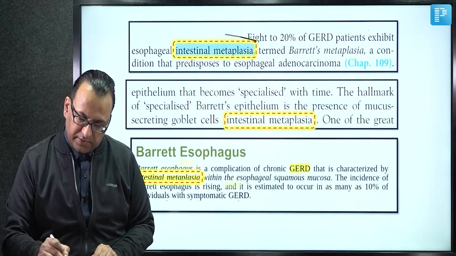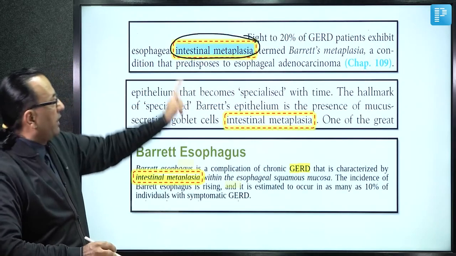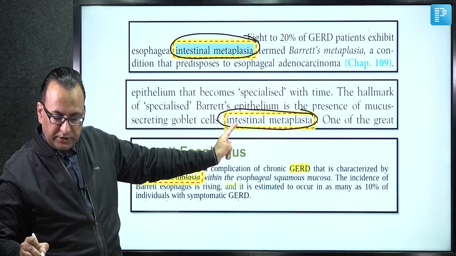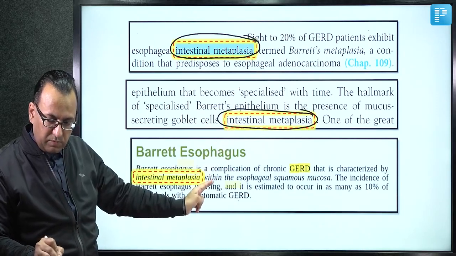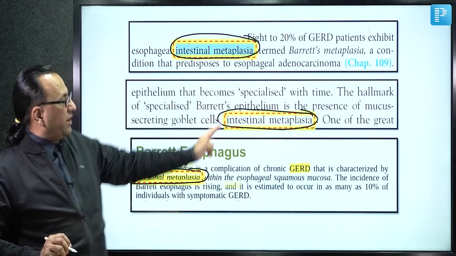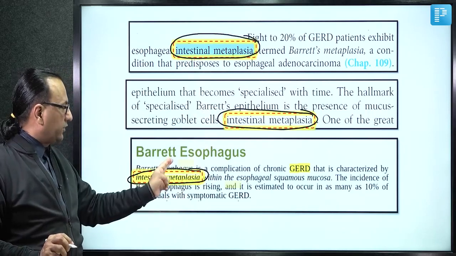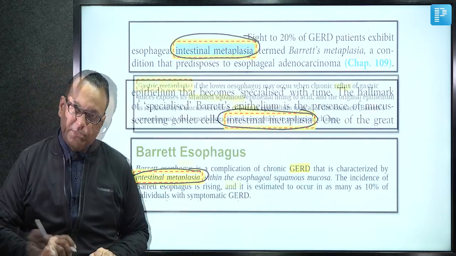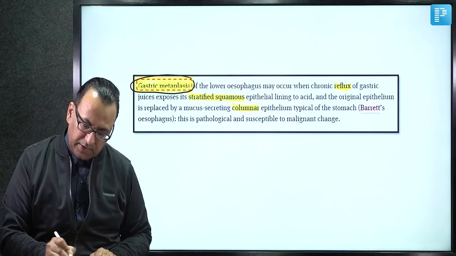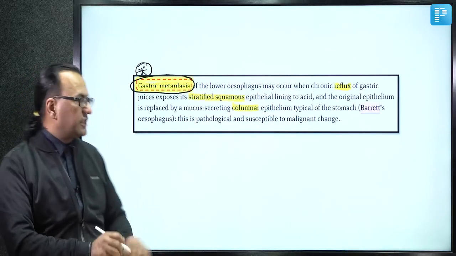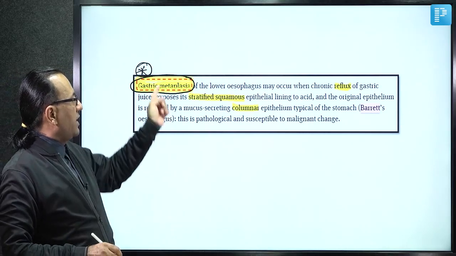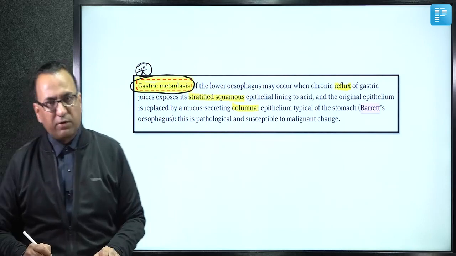This is Harrison medicine showing it as intestinal metaplasia. This is Bailey and Love showing it as intestinal metaplasia. And Pathology Robbins also mentioning the same. So I have got 3 books mentioning the Barrett esophagus as intestinal metaplasia. But if you look at the Gray's Anatomy, you find it is mentioning it as gastric metaplasia. Now, why did the Gray's Anatomy mention it as gastric metaplasia? Let us find out in a diagram and then draw the diagram ourselves as well.